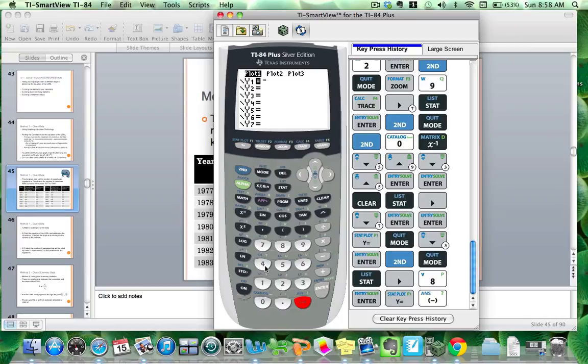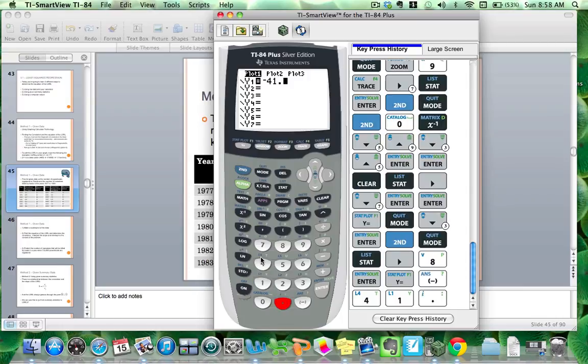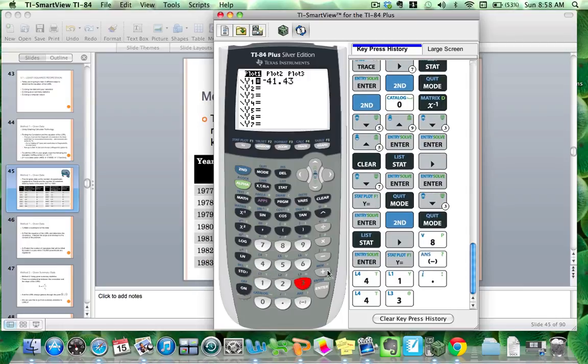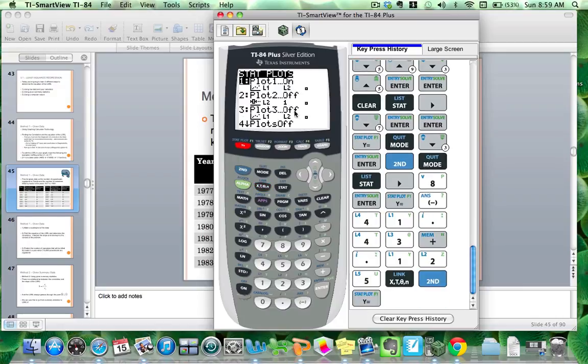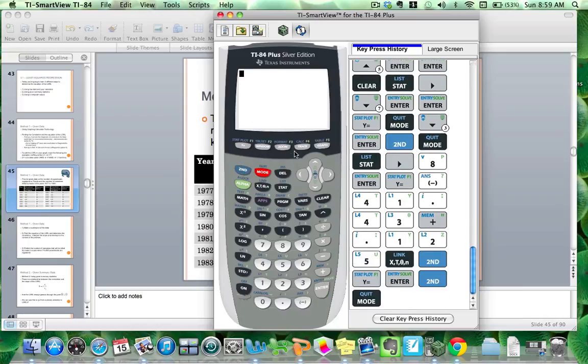So negative 41.43 plus 0.125x, and this button right here next to the alpha is where you get your x. Okay? Then I'm going to make sure that I still have my scatter plot in there. So second y equals, I do, plot 1 is on, and it's a scatter plot of list 1 and list 2. So I'm scared, so I quit, and I zoom 9. And there's my scatter plot with the regression line drawn over top of it. And I can see that that's really a very nice fit.